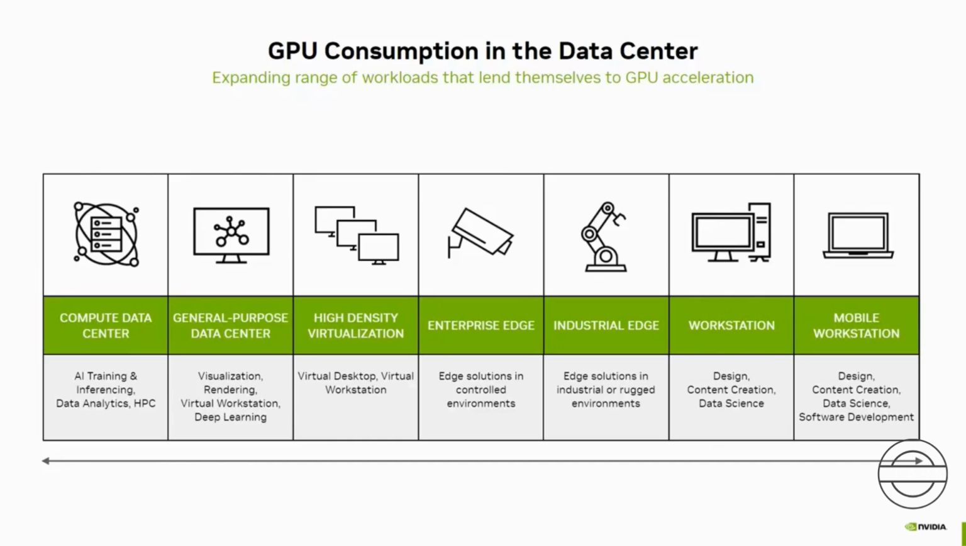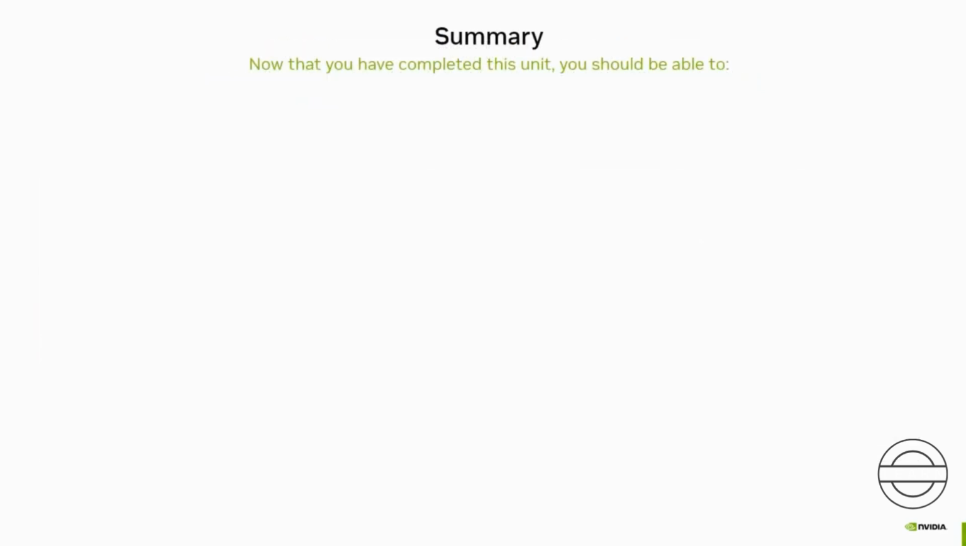Now that you have a solid grasp of the primary applications of GPUs in the data center, let's review the key takeaways from this unit and look ahead to the next lesson in the course. Now that you've completed this unit, you should be able to recall significant milestones in GPU history and describe key developments in the evolution of GPU technology. Explain the core components of GPU architecture and their functions, demonstrating a clear understanding of how GPUs work.